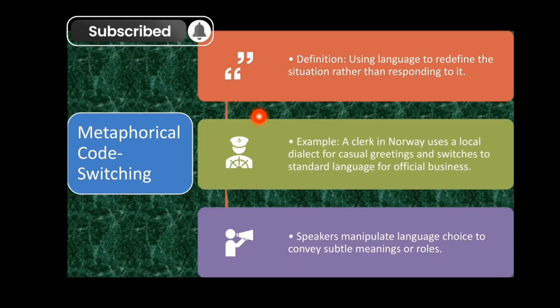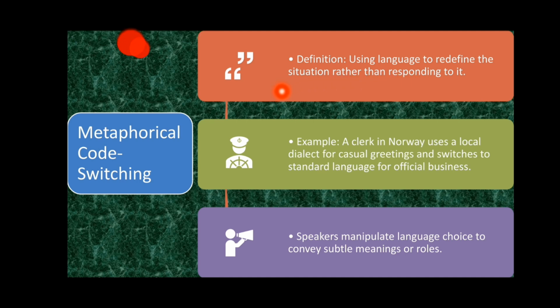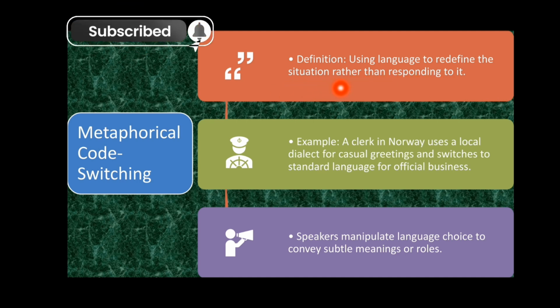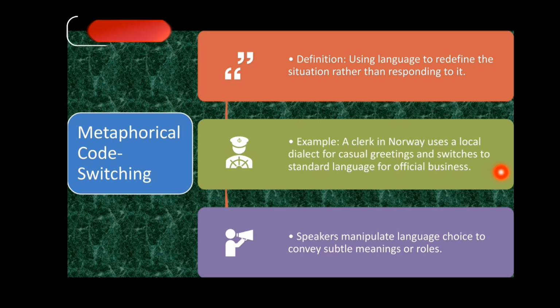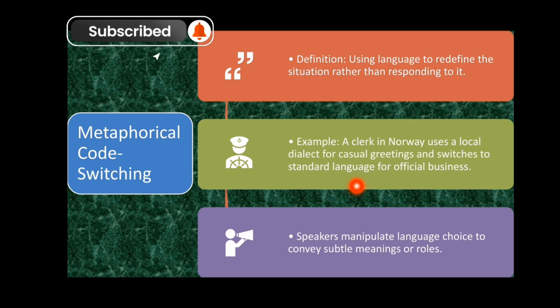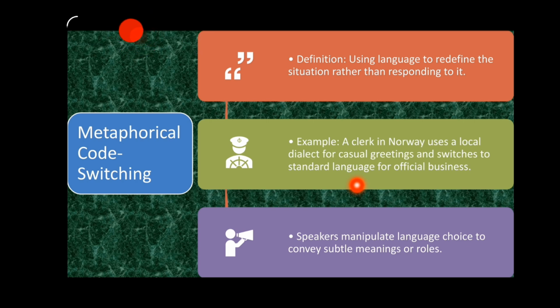Metaphorical code switching. So definition: using language to redefine the situation rather than responding, because you are redefining the situation, not responding to it. For example, a clerk in Norway uses a local dialect for casual greetings. For a casual greeting, a clerk in Norway uses the local dialect, and switches to the standard language for official business. When there's official business, he switches from the local dialect to a standard language. This is called metaphorical switching.